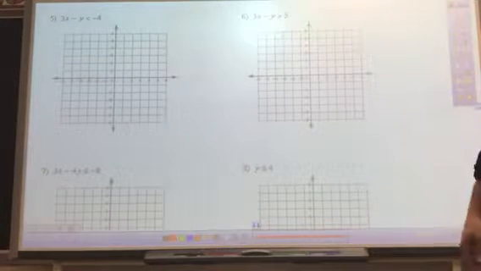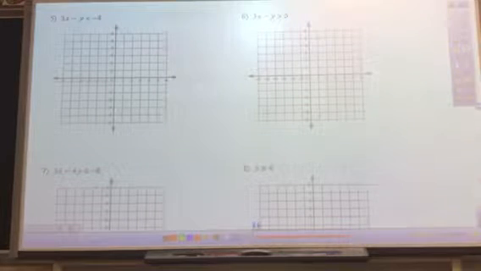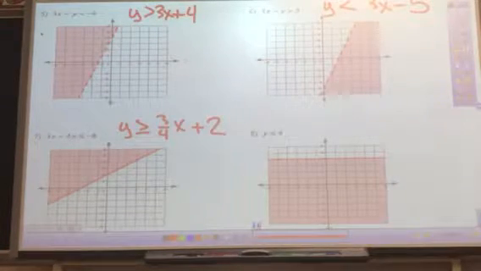Please pause the video and give the students 8 minutes to complete these 4 problems. All right, here are your solutions to that particular set. Okay. Remember, you're looking at your slope-intercept forms to decide whether it's dotted or solid and where you're shading. You've got to look at the slope-intercept forms.